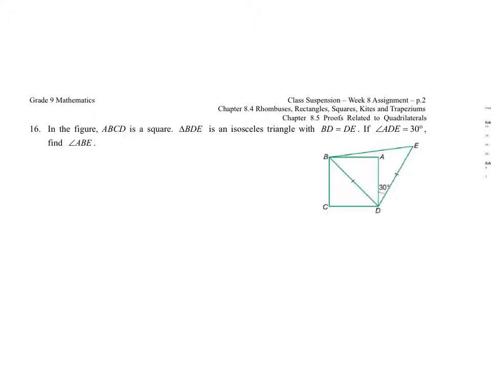For number 16, you can see that ABCD is a square. So whenever you see a square and BD is a diagonal, then you should associate it with 45 degrees. It means that this angle ABD is 45 degrees. So after that, I think finding ABE would not be very challenging because you can make use of the isosceles triangle. You have base angles, isosceles triangle.